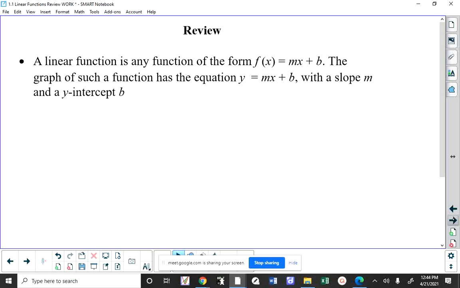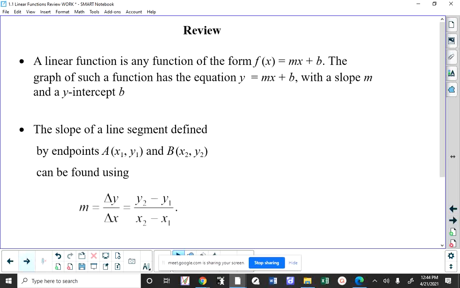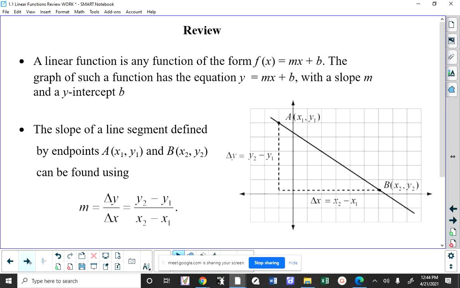And if you do graph a linear function as y = mx + b, m is the slope, and the y-intercept is b. If you ever know 2 points on a graph, and I'm calling them A and B on this picture that you've got in your notes, if you want to find the slope, you take rise over run, delta y over delta x, and it's found by taking the y-coordinate of one point minus the y-coordinate of the other over the x-coordinate of one point minus the x-coordinate of the other.